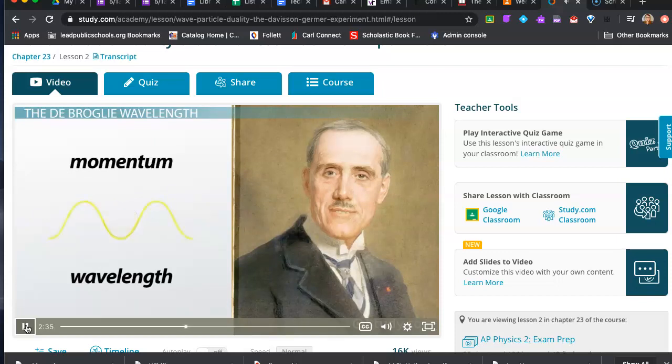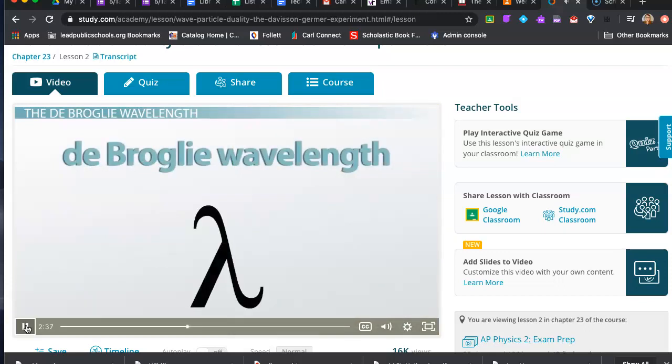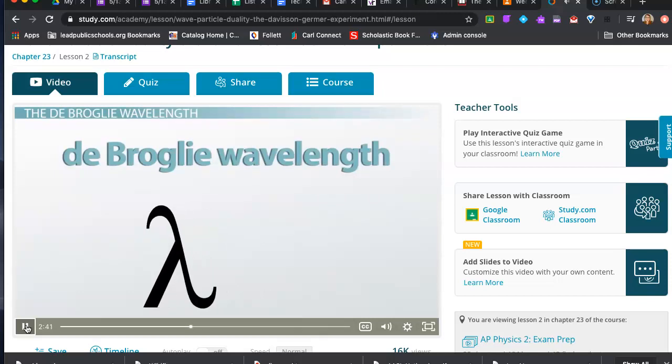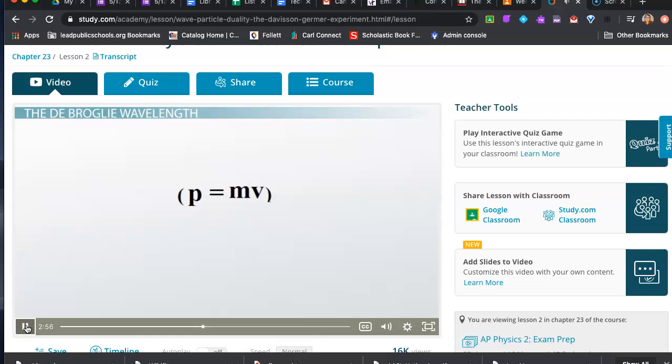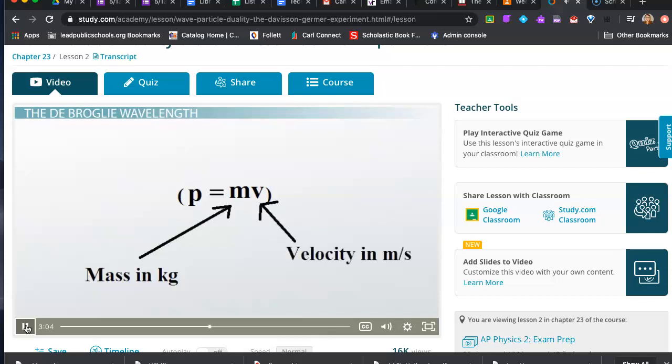According to his equation, the de Broglie wavelength, lambda, of an object or particle measured in meters would be equal to Planck's constant, h, which is just a number that's always equal to 6.63 times 10 to the minus 34, divided by the momentum of the object or particle, p, measured in kilograms meters per second. We can also expand on this by remembering the basic equation for momentum, an equation which states that the momentum of an object or particle is equal to the mass, measured in kilograms, multiplied by the velocity, measured in meters per second.